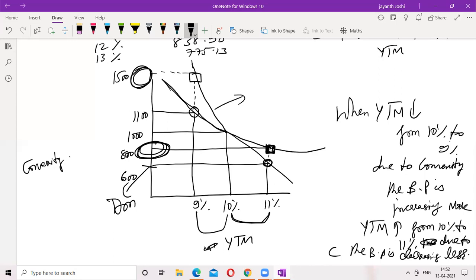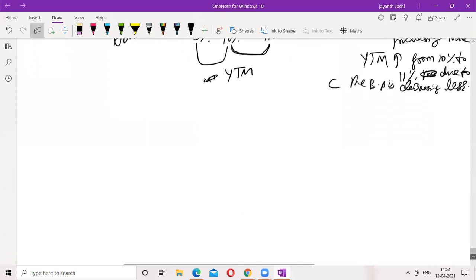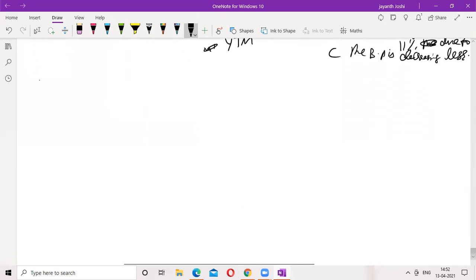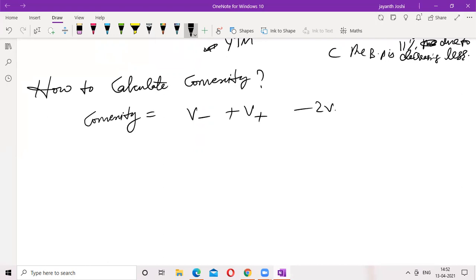Now all this was to be explained to you conceptually. Now let us enter the formula and prove this fact clearly. Now how to calculate convexity? Convexity is equal to V minus plus V plus minus 2V naught. You already know what I'm writing. You can write P in place of V. It's your wish. So now you can see here, y square is coming. Are you seeing this point?